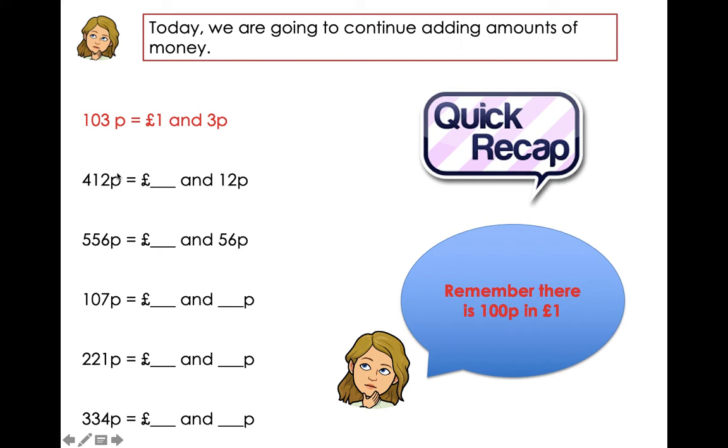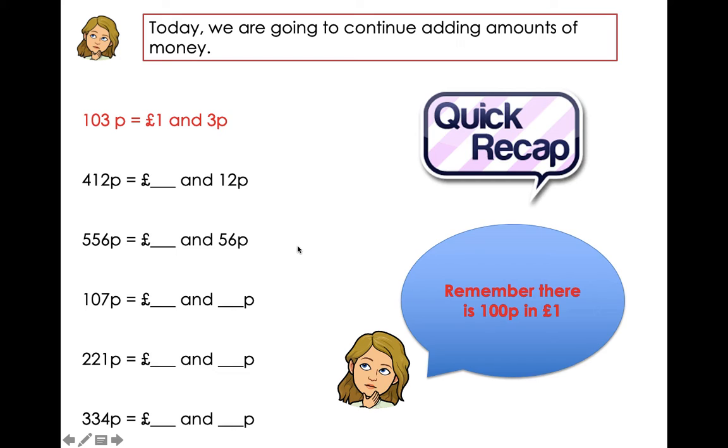How many pound coins would you get in 400p? Okay, and then have a look through the rest of them. So we have 556p. How many pounds and pence would that be? 107p. What would that be? 221p and 334p. So pause the video here and have a go at that and work out how many pounds and pence you can get from those pennies.